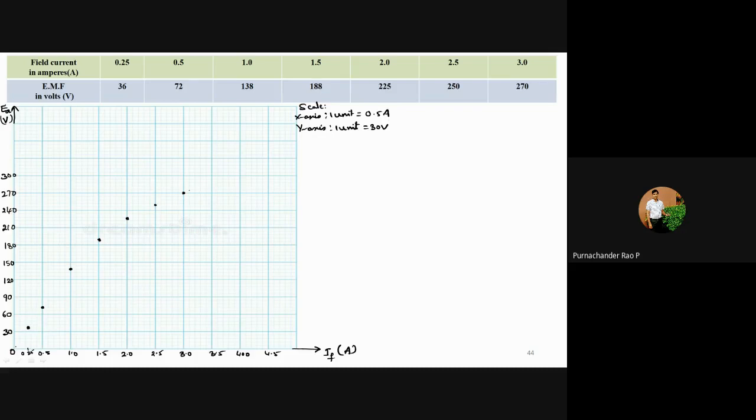Now we join. Normally, when you solve other problems, remember that at IF equal to 0 they may give you some voltage, maybe 10 volts or 15 volts. But in this problem, no residual flux is mentioned, so I'm taking it directly from 0. If they give you 10 or 15, you have to take that point and then start joining the points. Here nothing is given, so I'm directly joining these points from the origin.